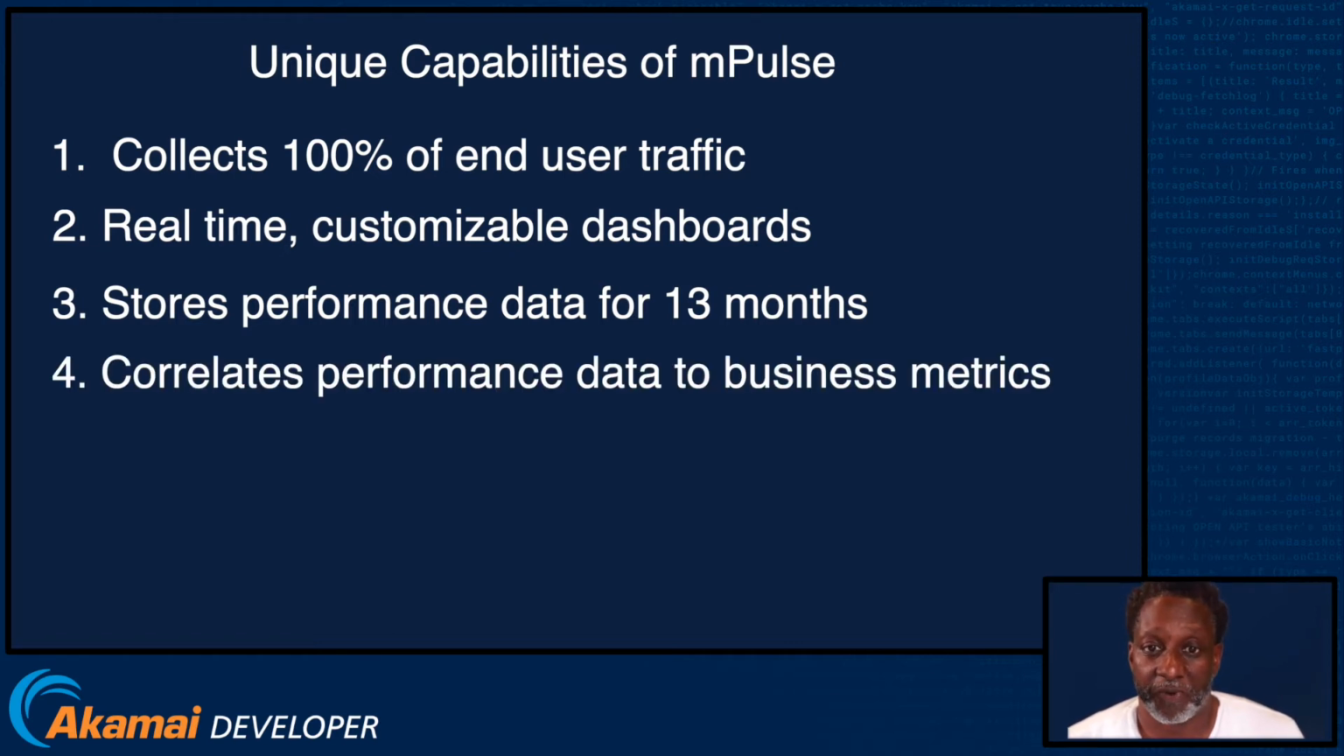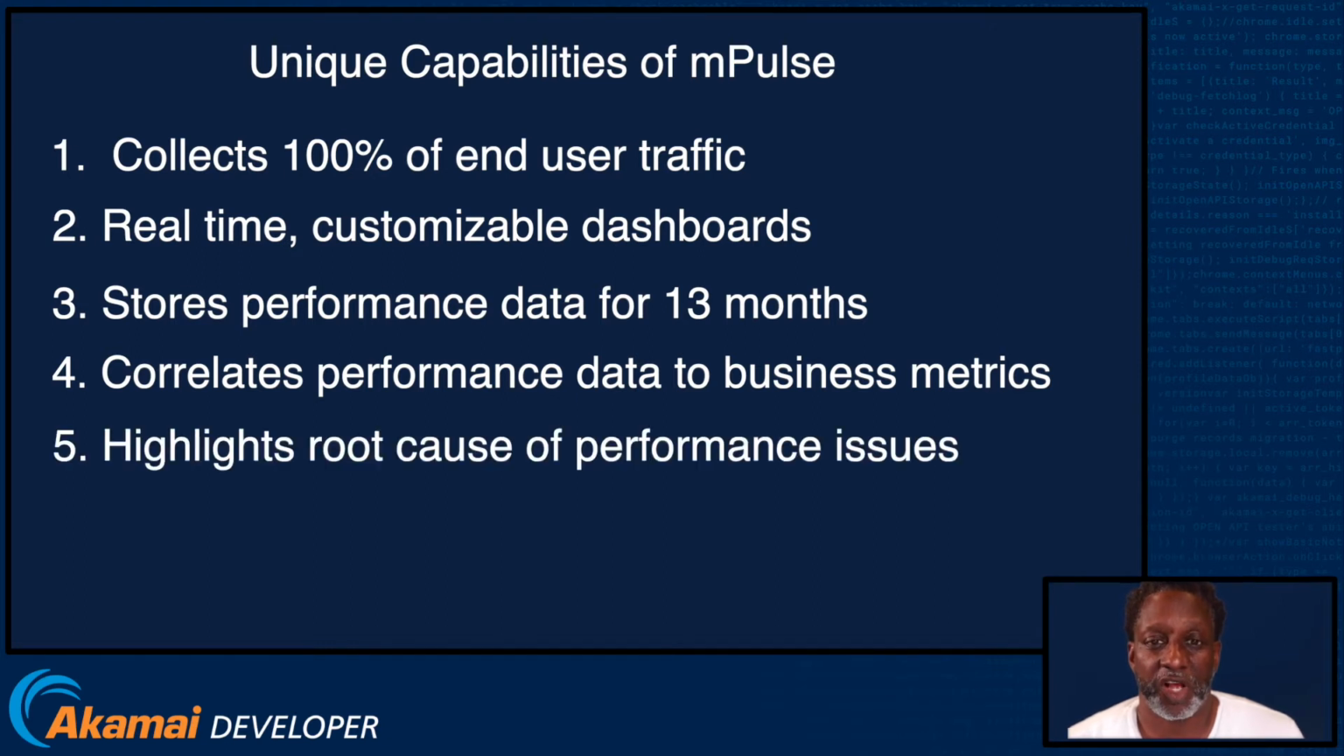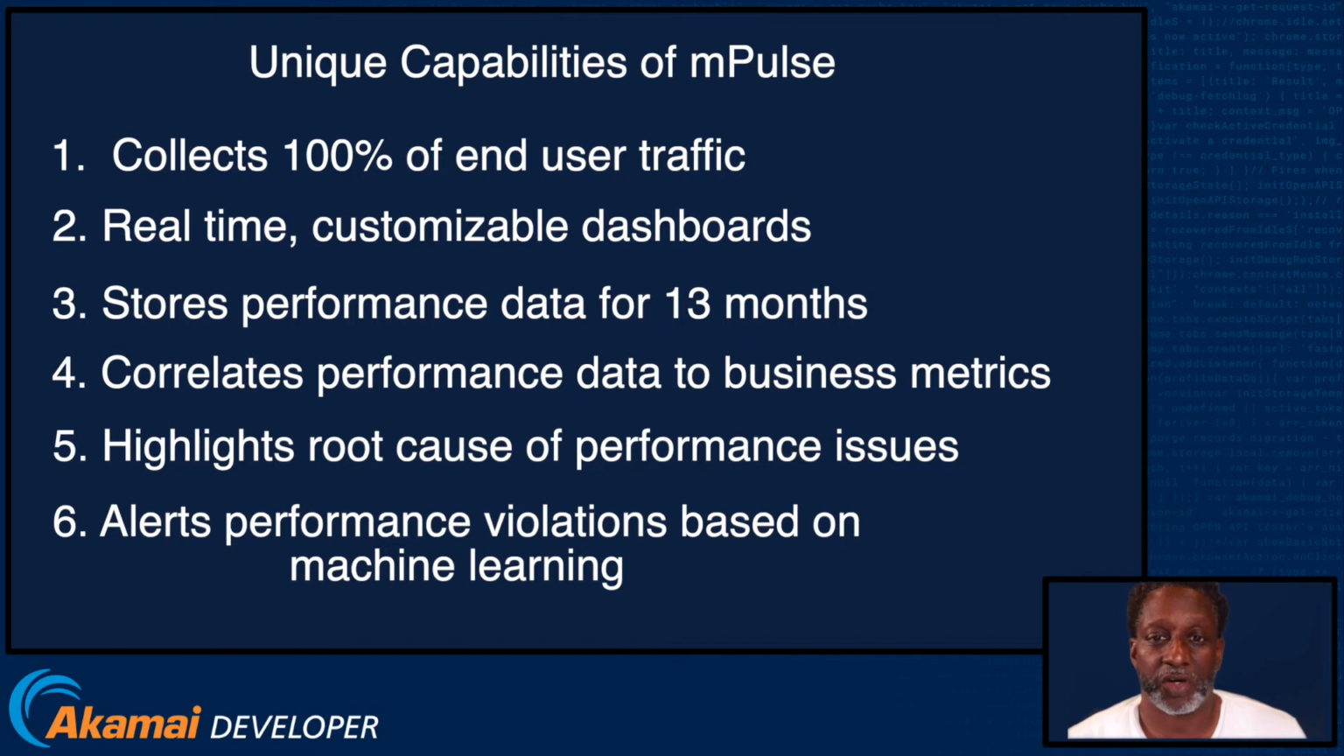It also correlates performance data to business metrics, allowing you to understand how performance impacts your bottom line. Next, it also helps to identify the root cause of performance issues, providing ways to quickly isolate and resolve problems. And it proactively alerts on performance violations based on machine learning anomaly detection.